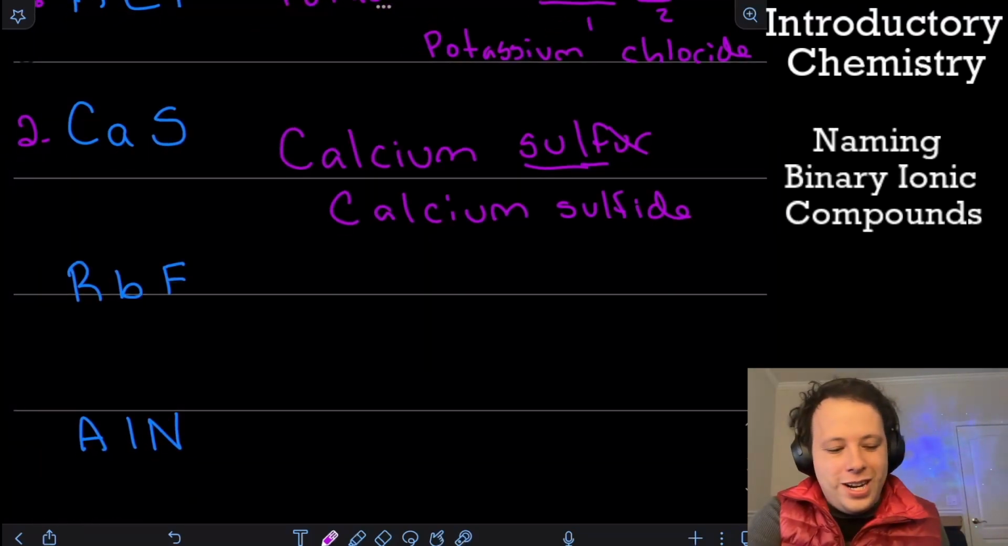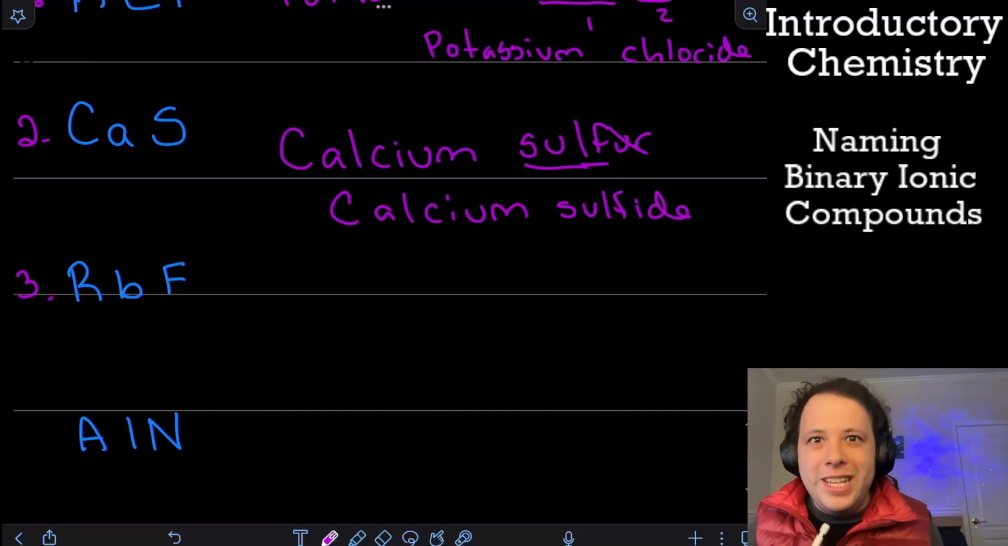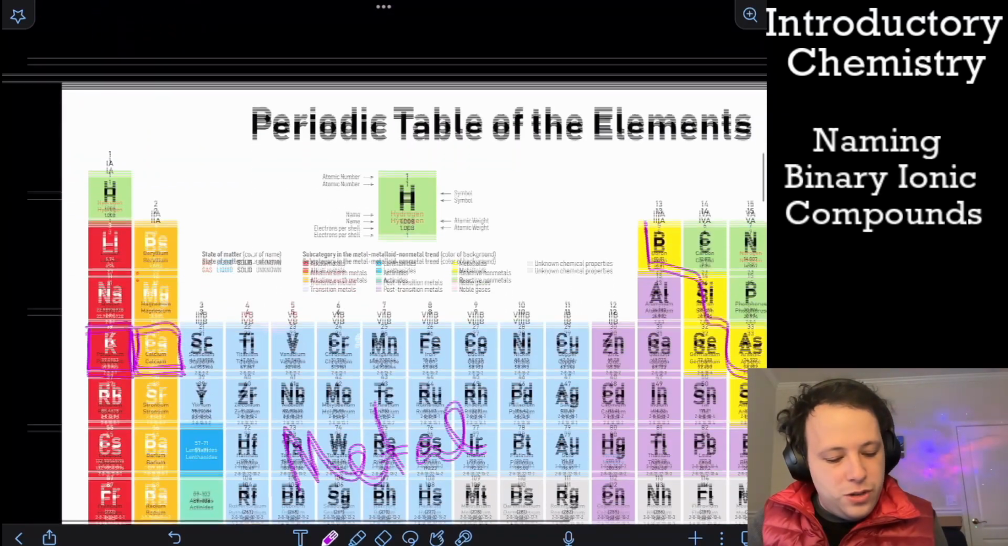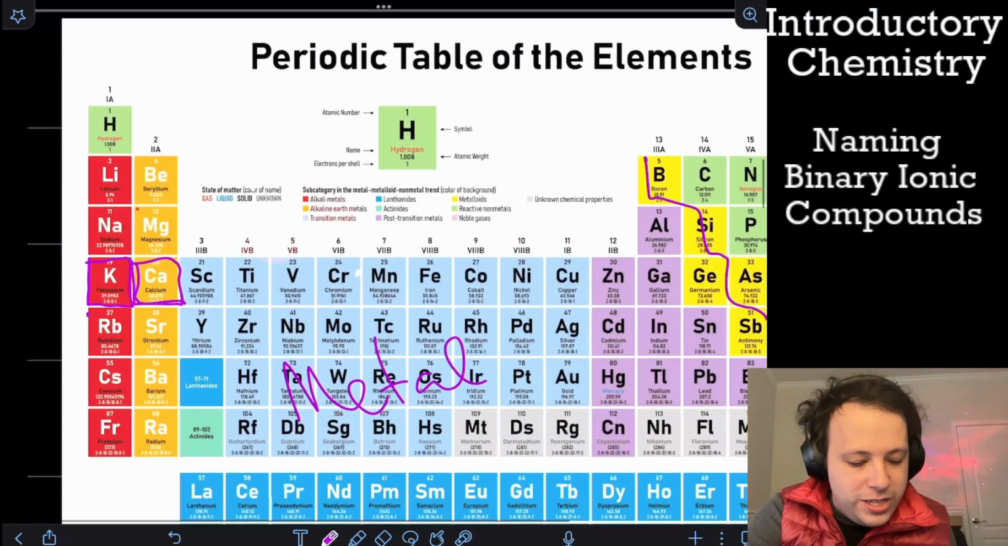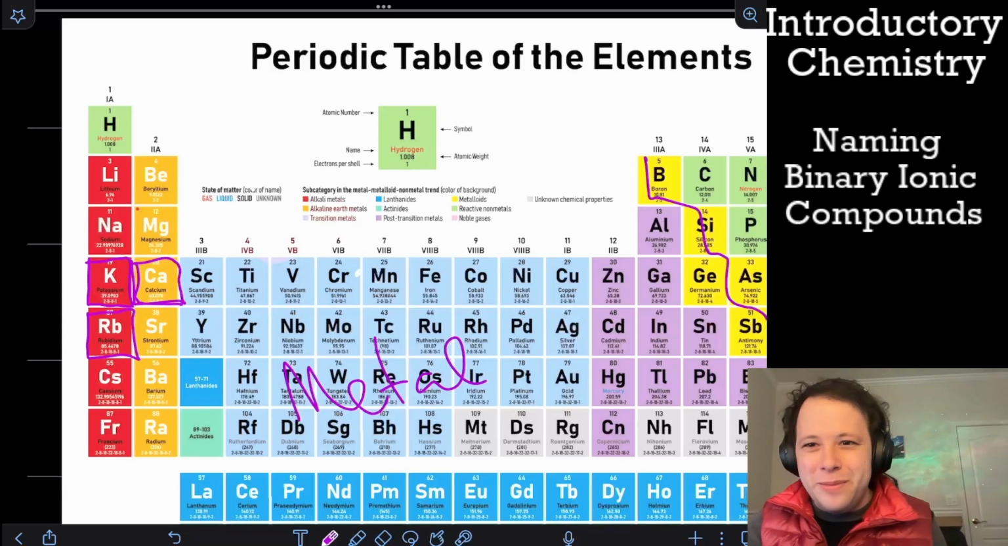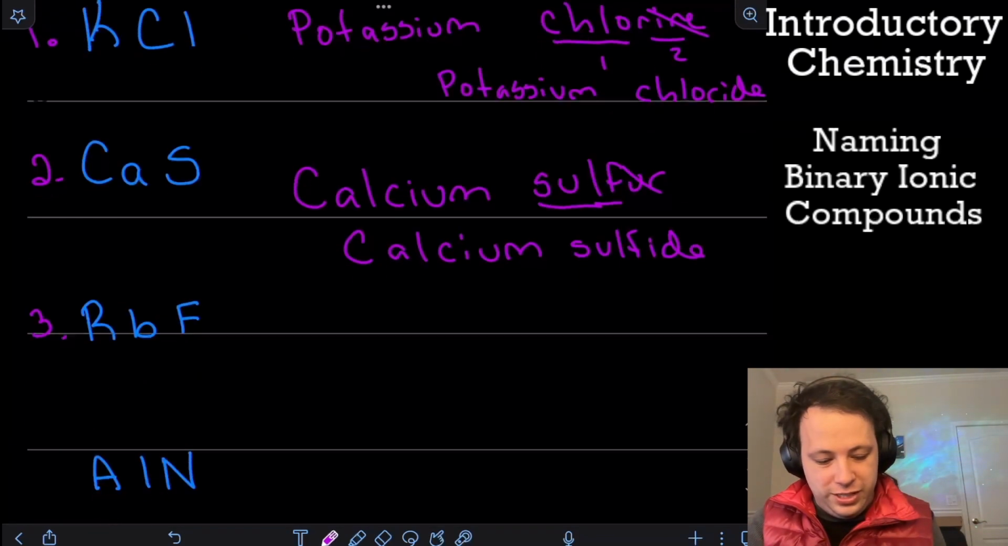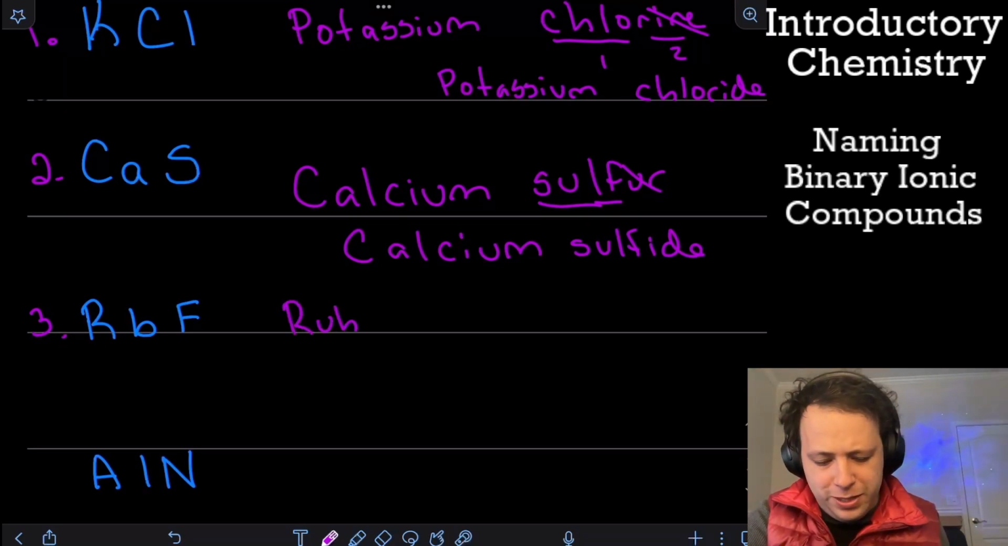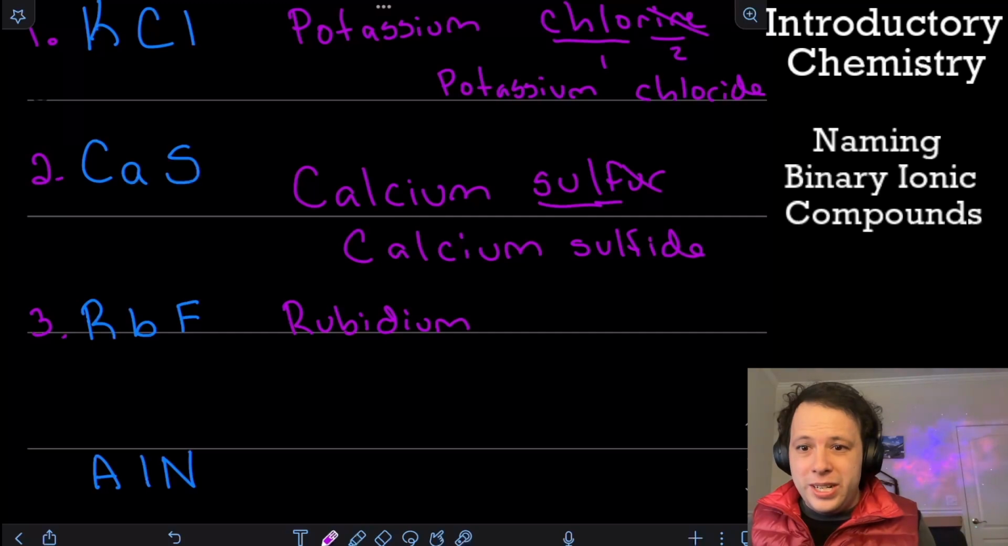Okay, let's try another one. We have RbF in this case. So what is Rb? Not Arby's, but the element rubidium. Rb is first, so let's spell out rubidium. That's a hard one to spell. Then it's followed by fluorine, which makes it fluoride.